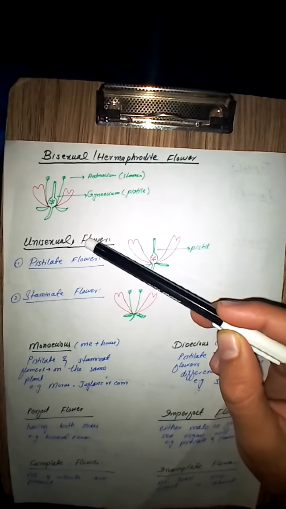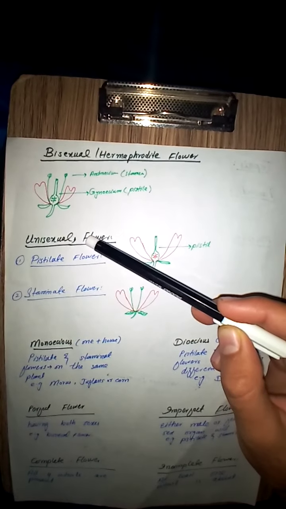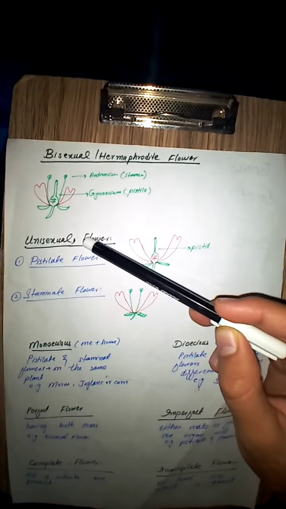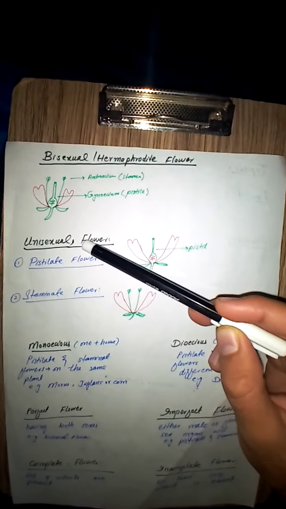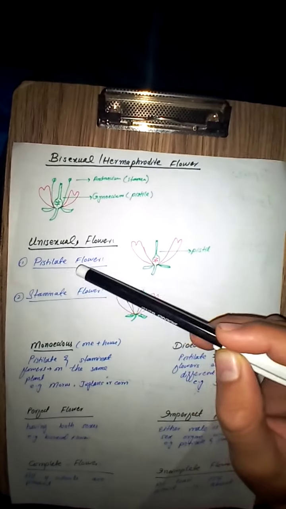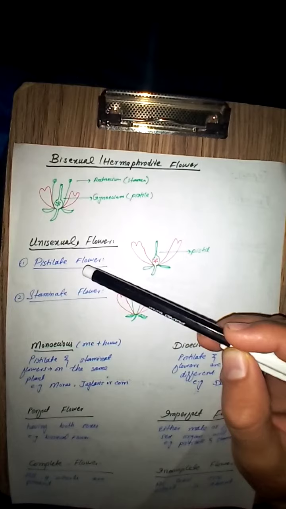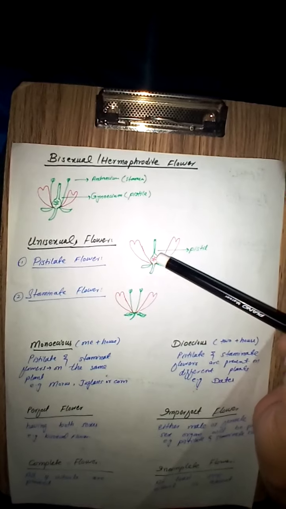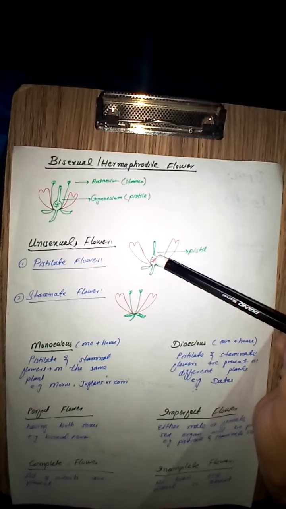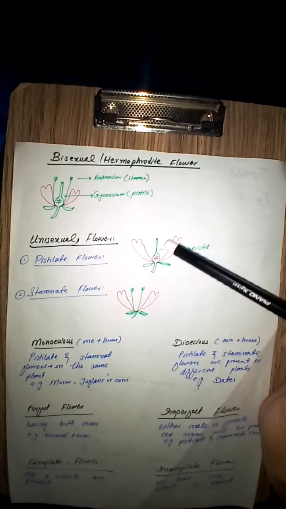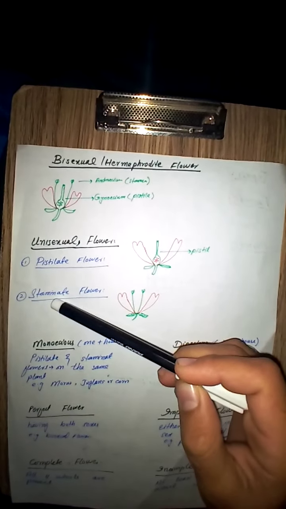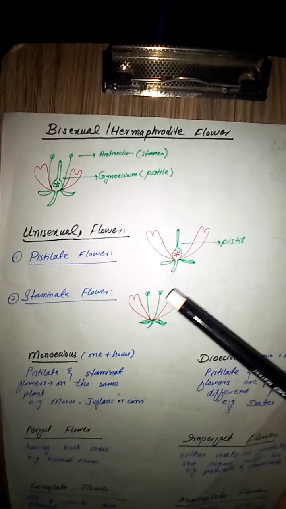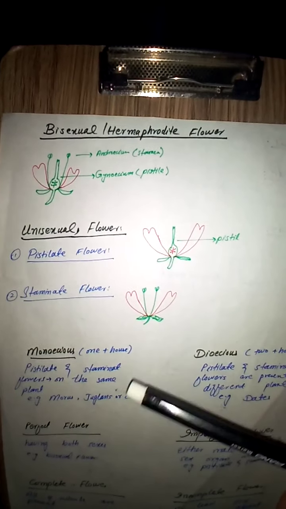Unisexual flowers are those flowers in which either the male sex organ or the female sex organ is present, on the basis of the presence of a single sex organ. There are two types of flower: pistillate flower. Pistillate flowers are those flowers in which only the pistil, or female sex organ, is present. Look at the structure. Only the pistil is present. The stamens are absent. Staminate flowers are those flowers in which only stamens are present. The pistil or female sex organ is absent.